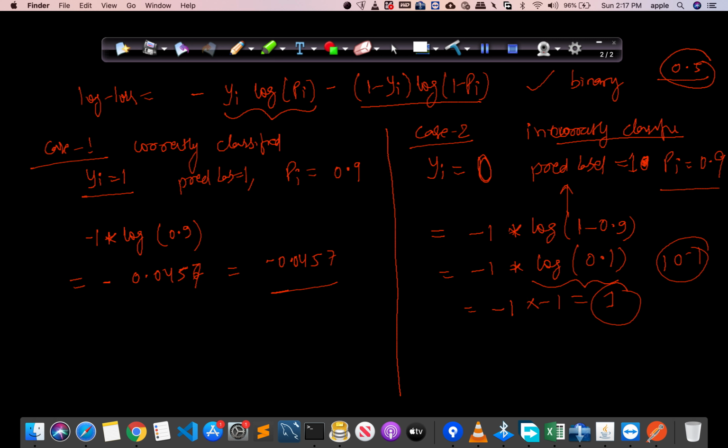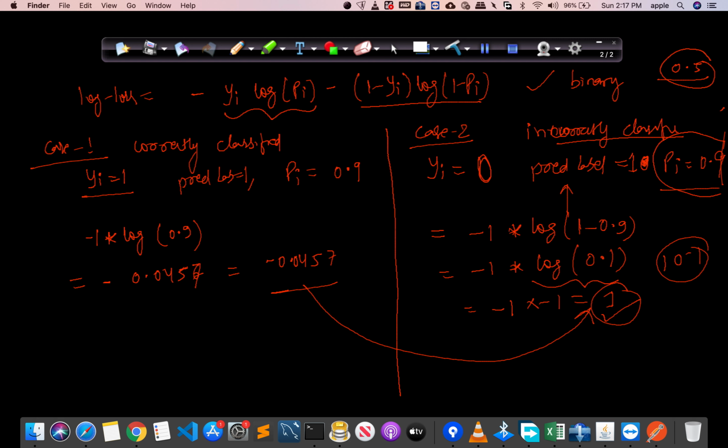Now see the difference. Just because you misclassified the point and you were very confident in this particular classification, the log loss is 1, and here the log loss is minus 0.04. So see the difference. This is a huge difference.